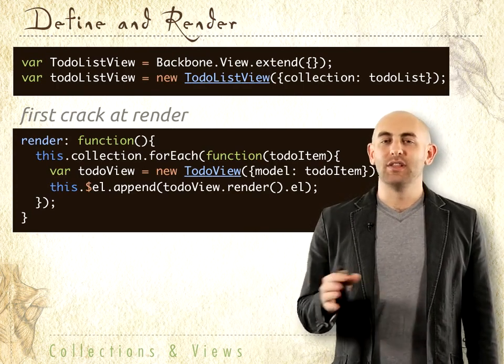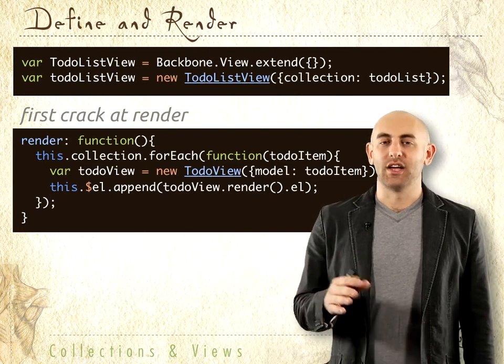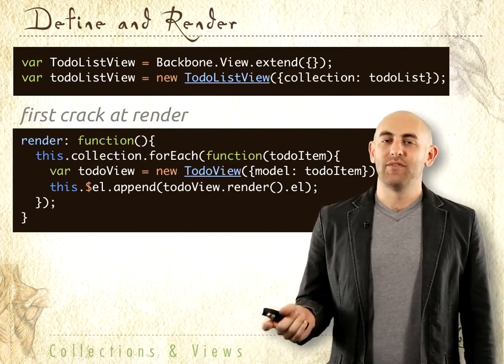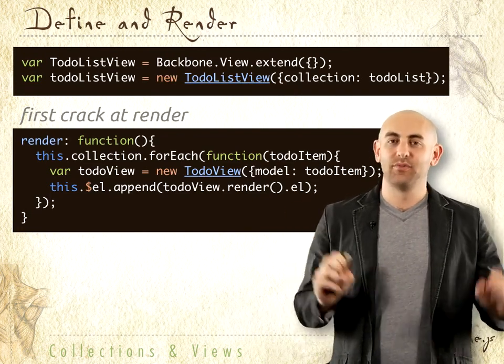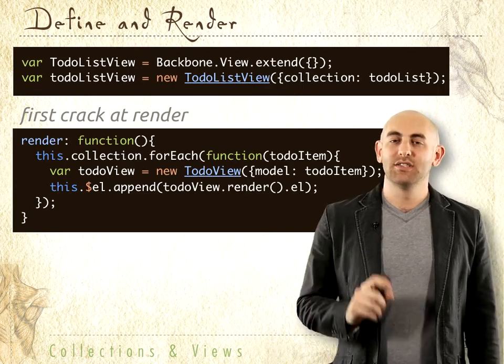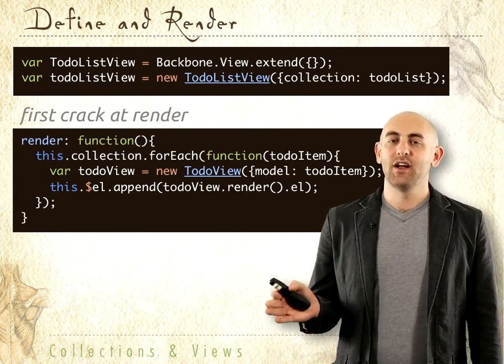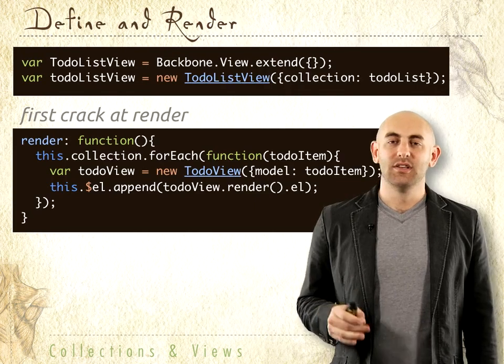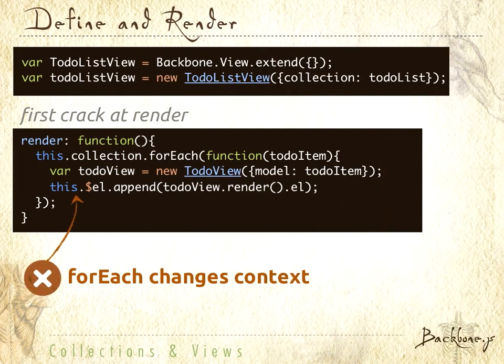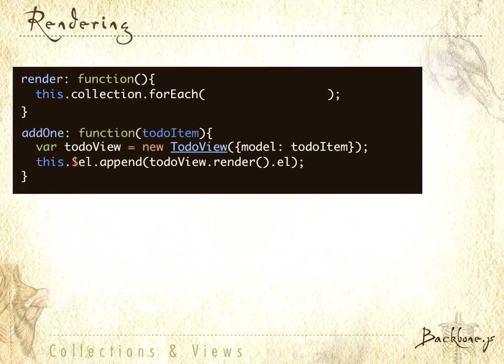Earlier we saw when we listen to events on a collection or a model, we sometimes have to pass in a context parameter. And it works the same way with forEach. So here, whenever this function is called inside of forEach, it's going to have the wrong context. So let's do a little refactoring to fix this.